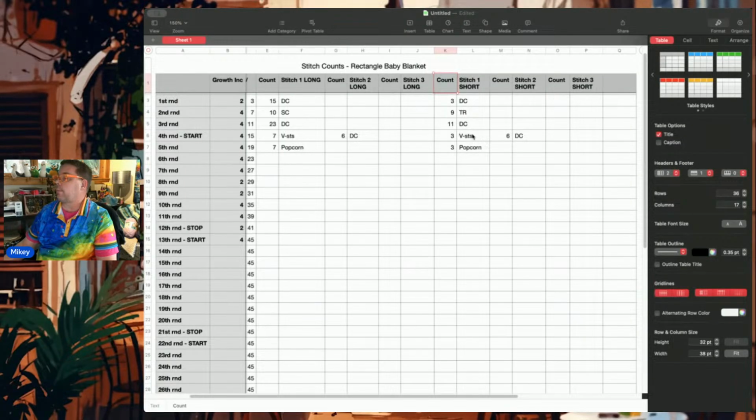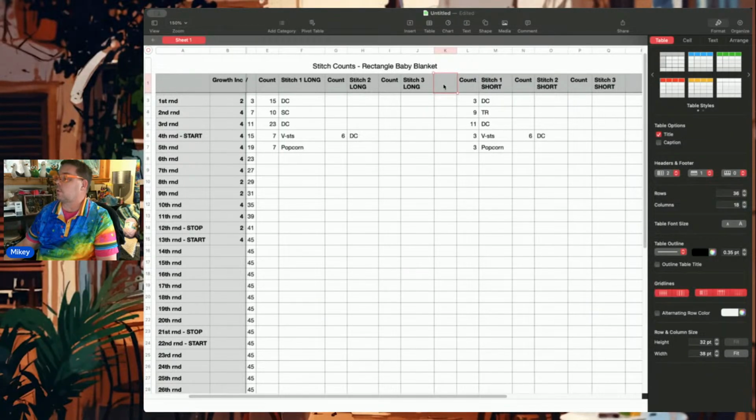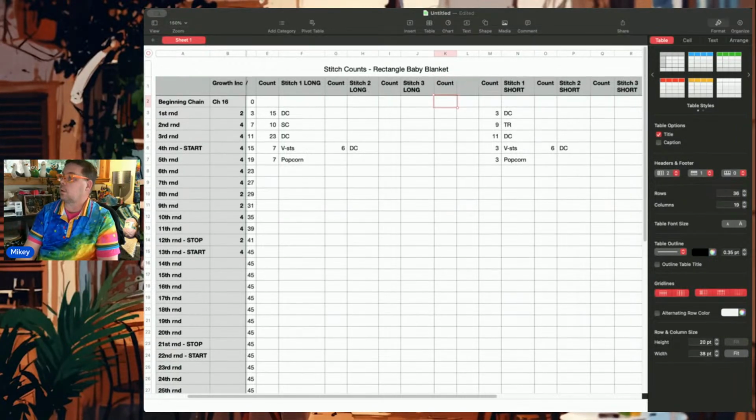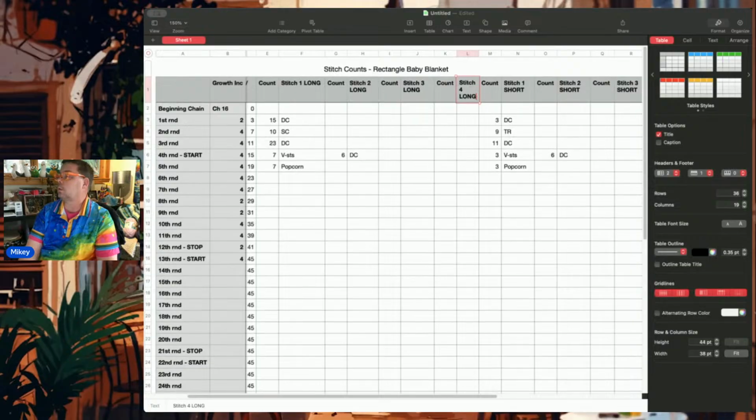Insert a row before. So let's count stitch 4 long.